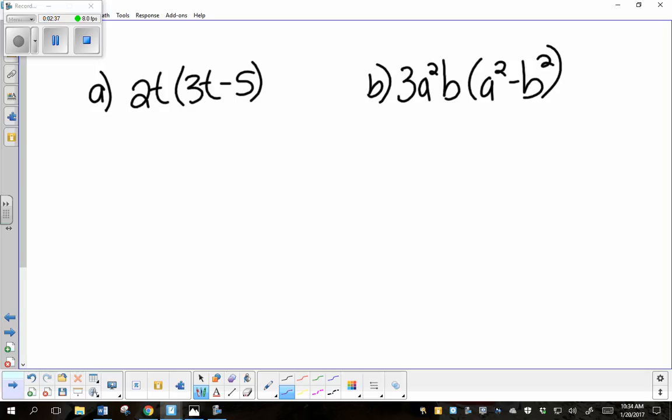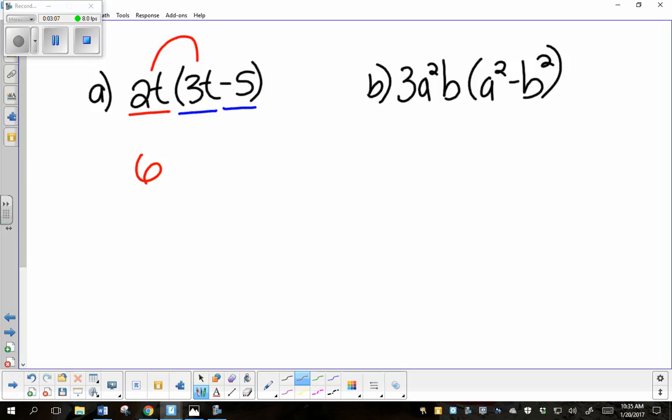So this is something that you guys have been doing. All we're going to do here is distribute. We're going to be doing a lot of distributing today. So on this first one, we need to make sure that this 2t out here, it has to get multiplied to both the terms in here, the 3t and the negative 5. So what we're going to do is let's first multiply the 2t times 3t. So just like we were doing, we're going to multiply the coefficients first. 2 times 3 is 6.